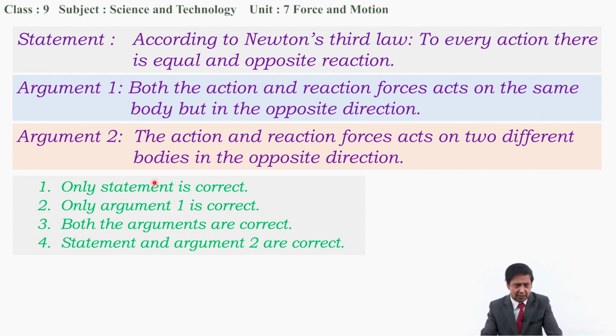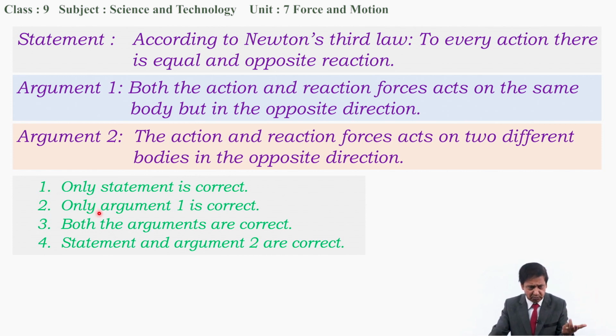Now let's go through the options. What is written here? Only the statement is correct. Is it? According to Newton's third law of motion, to every action there is an equal and opposite reaction. Yes, this is correct. But only the statement is told. That's why maybe arguments 1 and 2 are correct. That's why we cannot say that option 1 is correct. We have to check arguments 1 and 2 also, and we have to go through the other options also. That's why option number 1 is suspended. It may be correct, it may not be correct.